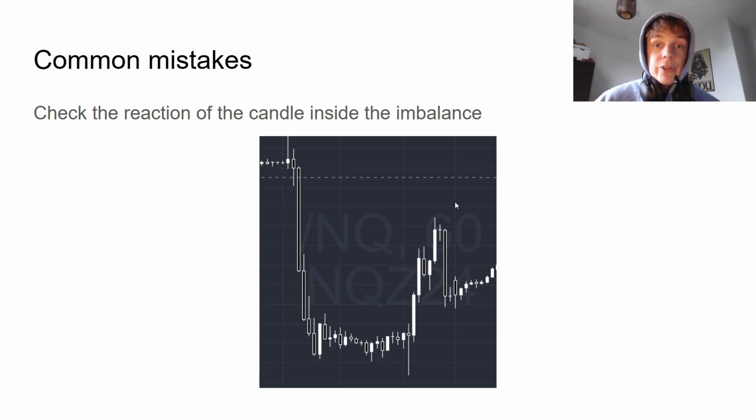That leads me nicely onto my second point, which is you need to check the reaction of the candle inside of the imbalancement. As you can see, we have this one made right here, but as price comes into it, we see very, very little reaction, and in fact the candle closes all the way through the imbalancement, invalidating it. And then we have this second, much larger imbalancement that price fills quite nicely before crashing down.